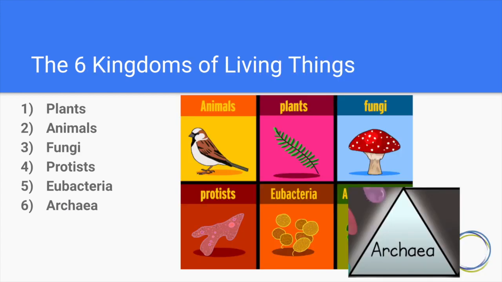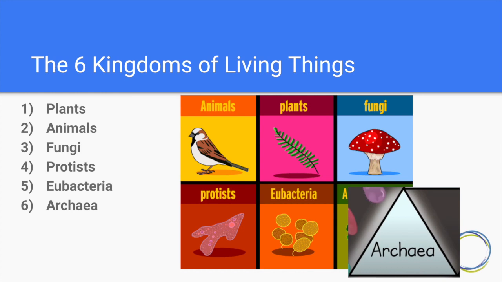One way to tell the difference between the different kingdoms is, are they made of one cell or are they made of many cells? So protists, bacteria, archaea, they're all made of one cell. Fungi, plants, and animals are multicells. They're more than one cell. And actually, fungi can either be one cell, like a yeast, or it can be many cells, like a mushroom, like you see here.